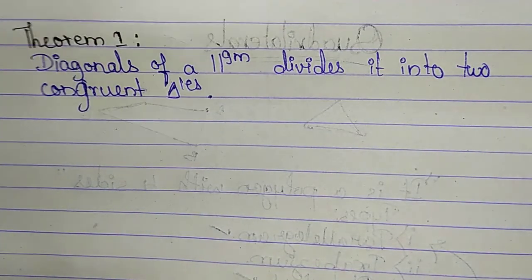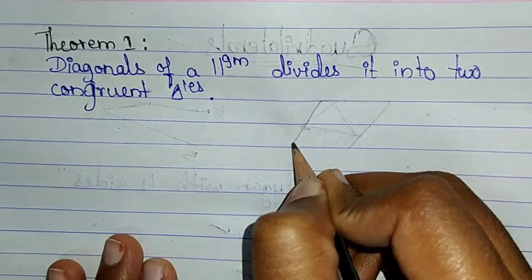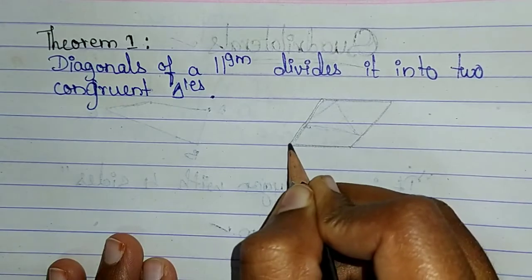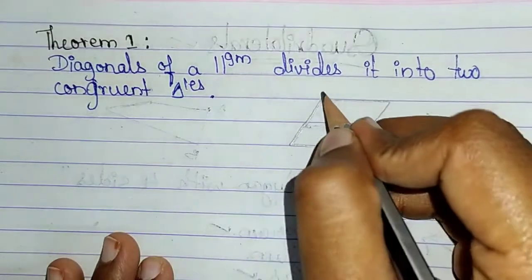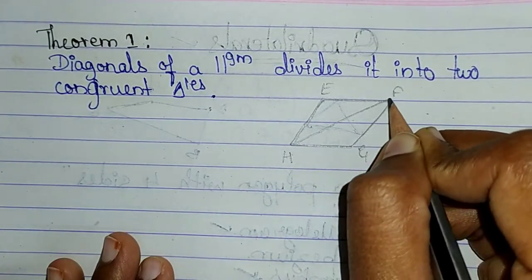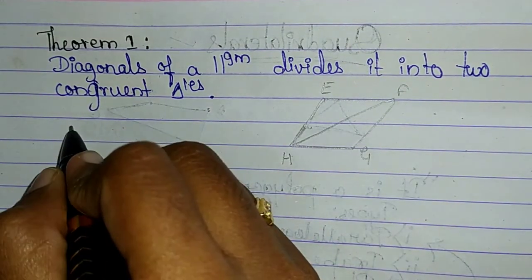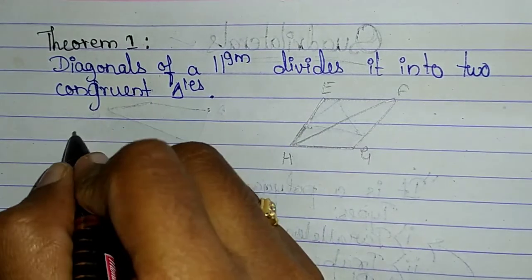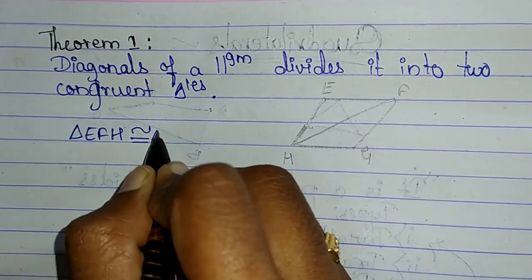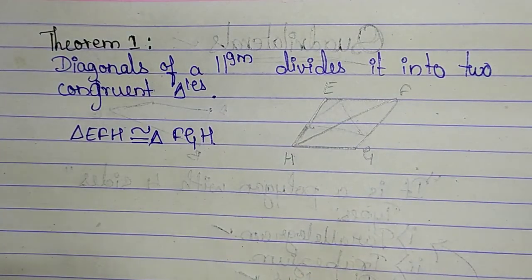So according to this theorem, if we have a parallelogram, draw the diagram with scale and pencil, children, otherwise you will not get a parallelogram, you will get something else entirely. So here we have a parallelogram EFGH and FH is a diagonal. Then according to the theorem, triangle EFH is congruent to triangle FGH. That is the statement of the theorem.